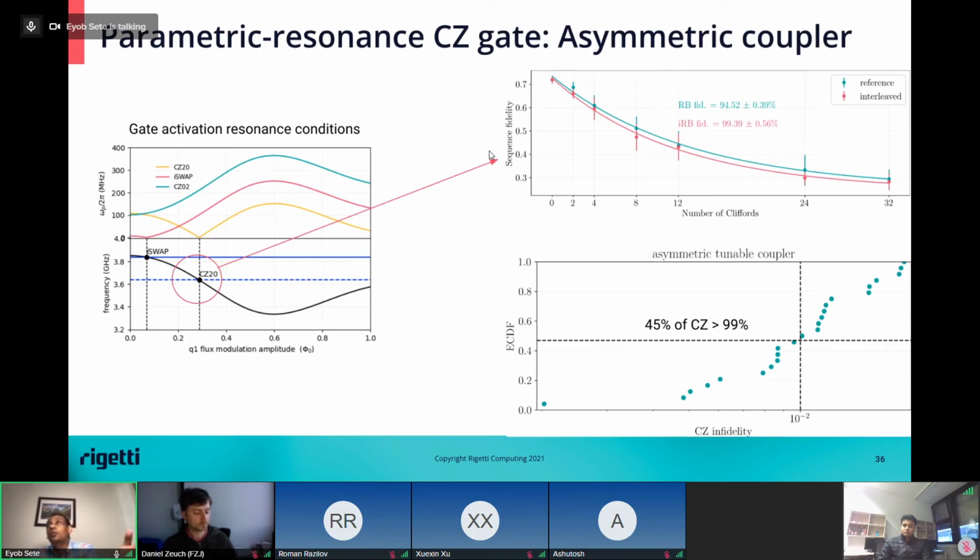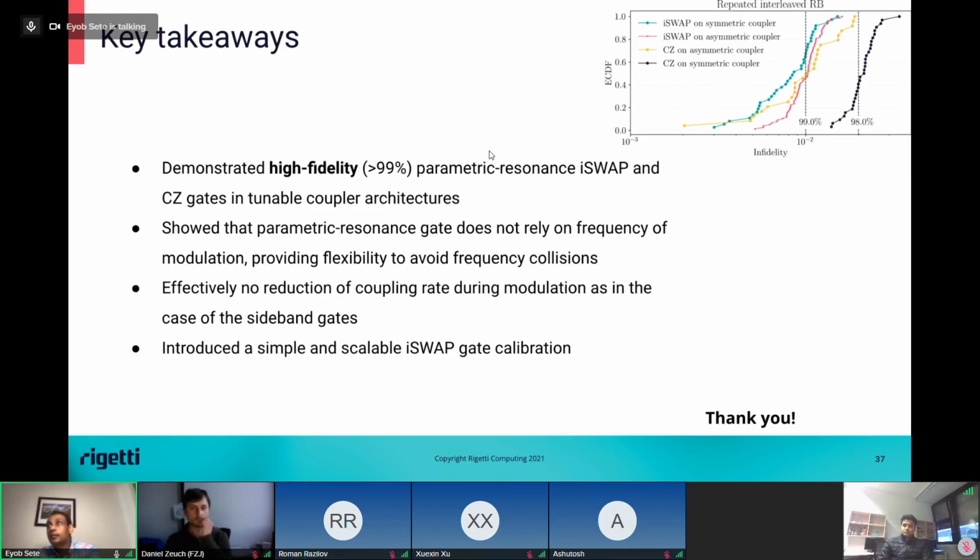So, I mean, the method works, really. This is really nice to see. This is my message: we demonstrated high fidelity parametric resonance iSWAP and CZ gates on tunable coupler architectures. We showed that parametric resonance does not rely on the frequency of modulation, providing flexibility in avoiding collisions. And we introduced a very simple and scalable calibration of iSWAP.